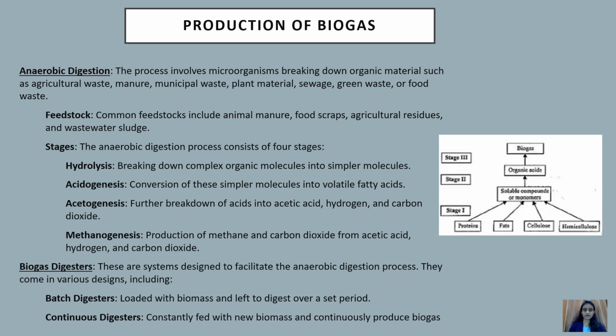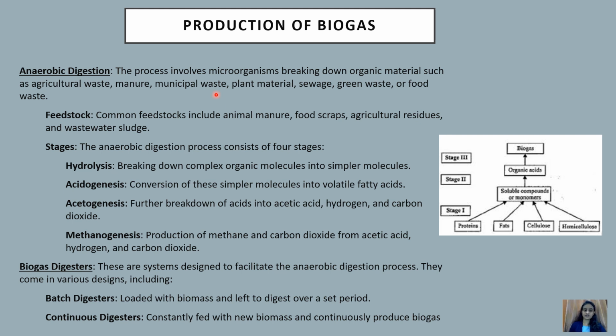Now let us see how the production of biogas takes place. At the first step, we will see about anaerobic digestion, which takes place in the absence of oxygen. This anaerobic digestion is a process which involves microorganisms breaking down organic materials such as agricultural waste, manure, municipal waste, plant material, sewage, green waste or food waste. These organic materials will be broken down by the microorganisms in the absence of oxygen. The feedstock commonly includes animal manure, food scraps, agriculture residues and wastewater sludge.